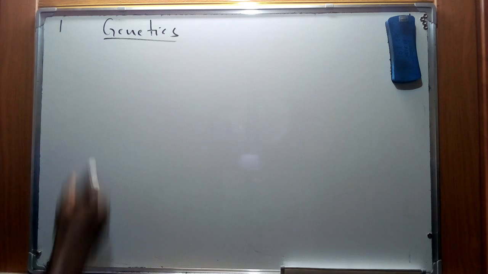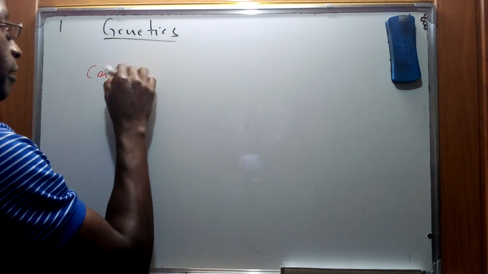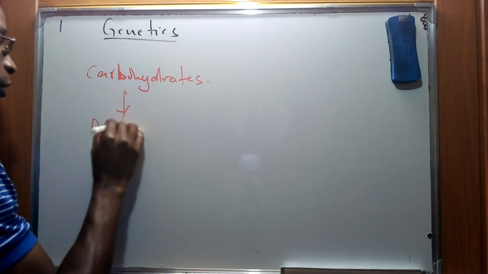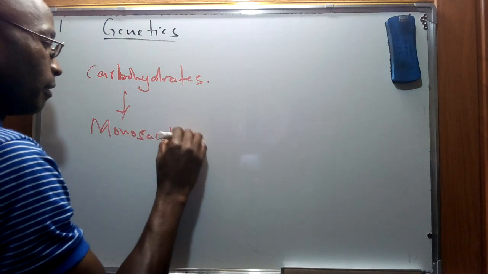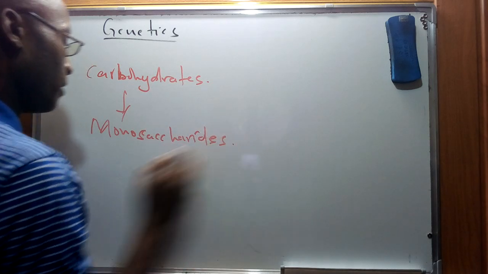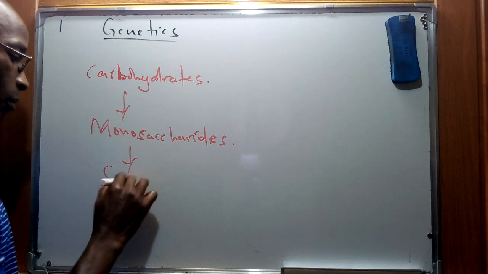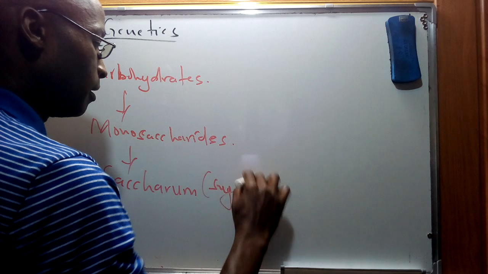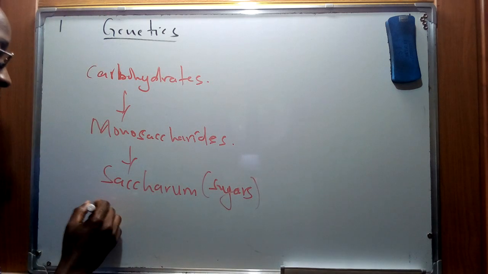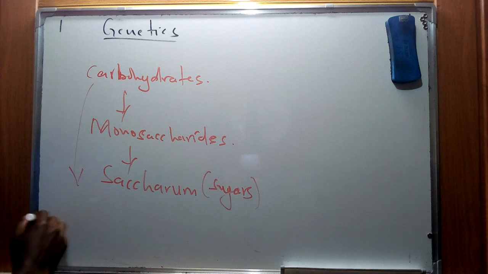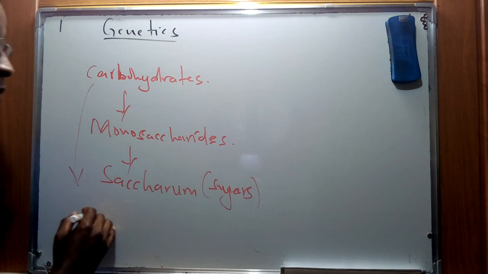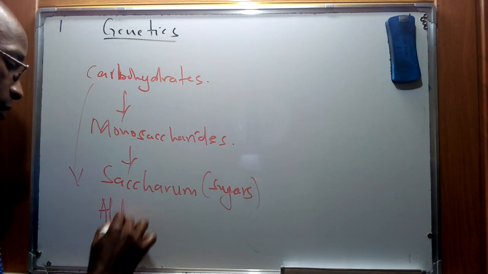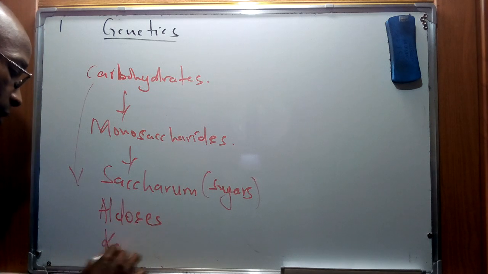So basically, from the concept of carbohydrates, we have the class of carbohydrates known as monosaccharides. The monosaccharides are named using the term saccharum, which refers to sugars. From the concept of carbohydrates, we see that we have two categories, which are the polyhydroxy aldehydes and polyhydroxy ketones, whereby we have aldoses and ketoses.